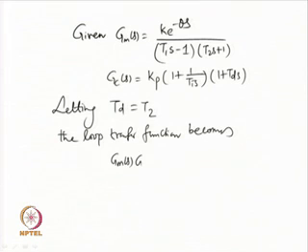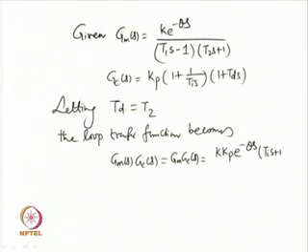GM(s) GC(s) is equal to K Kp e to the power minus theta s times (Ti s plus 1) by (T1 s minus 1) times Ti s. So, this is the loop transfer function we will have.